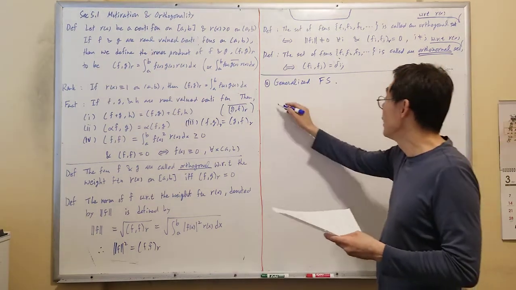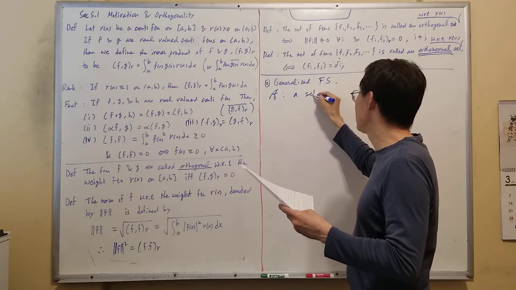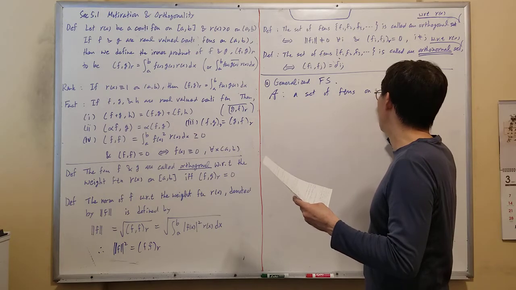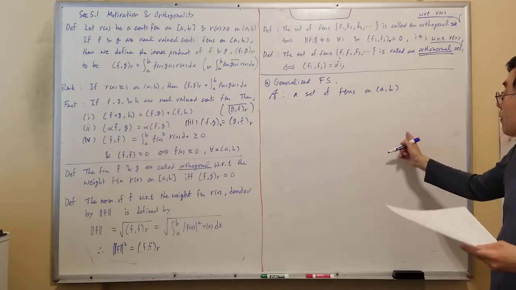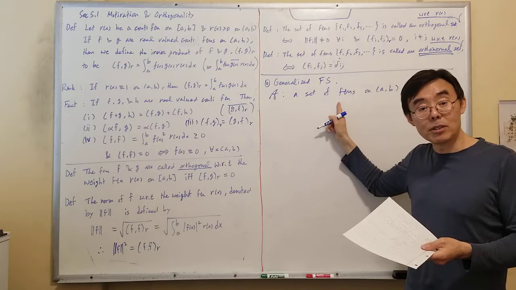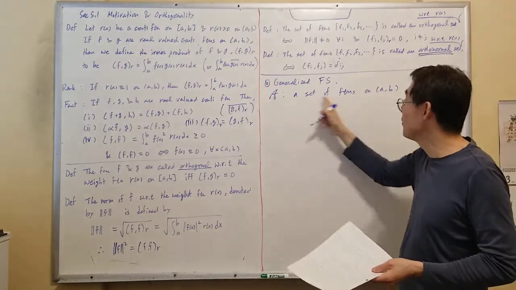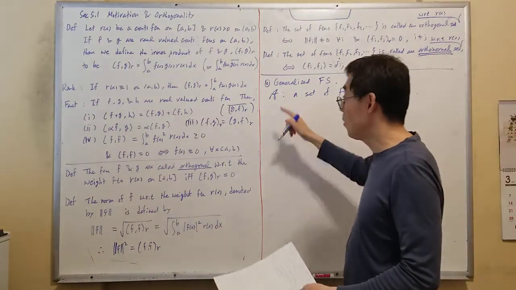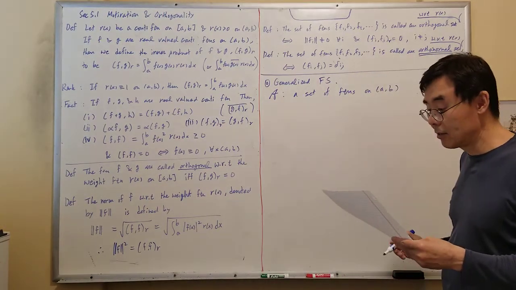Now, let's say curly A is a set of certain functions on this interval. For example, it could be the set of all piecewise continuous functions, or all continuous functions, all differentiable functions, continuously differentiable functions, infinitely differentiable functions, or the set of all analytic functions. So, a set of a certain type of functions.